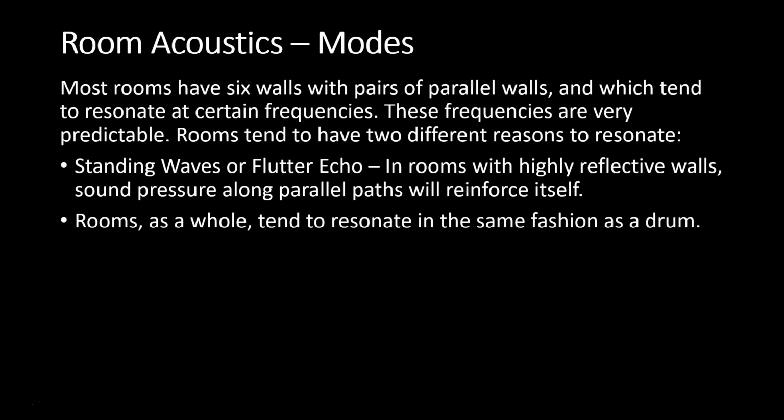Most rooms have 6 walls, and the walls are typically parallel. So you've got the left and right walls, the front and back walls, and then the ceiling and floor. The frequencies in these rooms are very predictable based on wavelength and the frequency of the sound. Standing waves or flutter echoes happen in rooms with highly reflective walls, and the sound pressure along the parallel walls will reinforce itself. Rooms as a whole tend to resonate in the same fashion as a drum, so they have that thump that dies away over time.